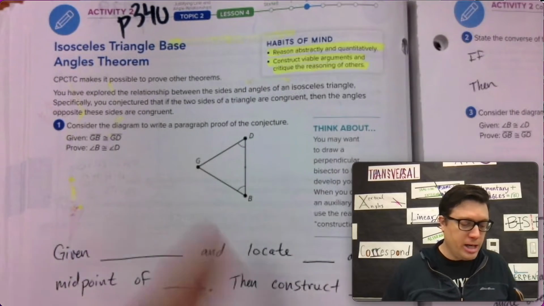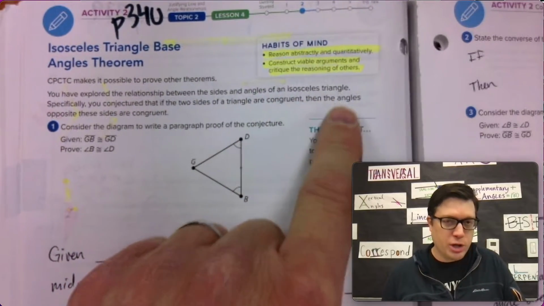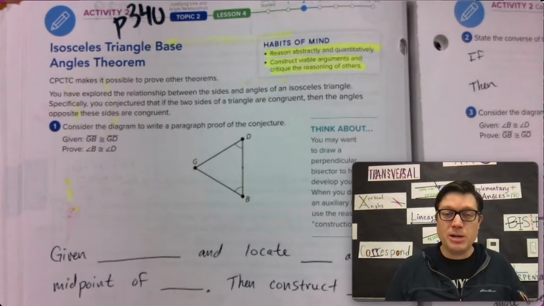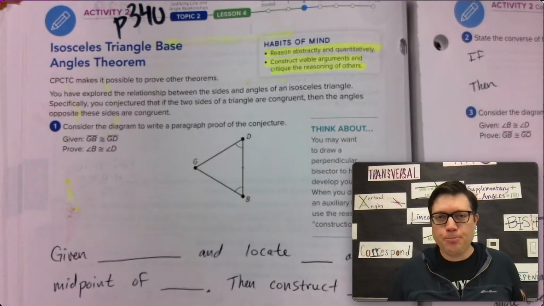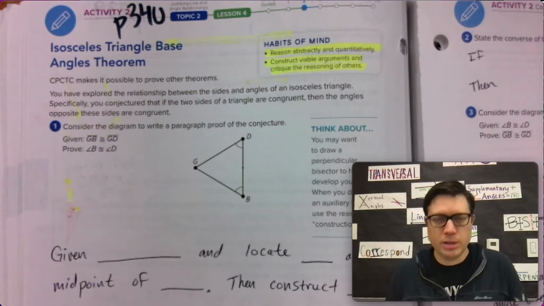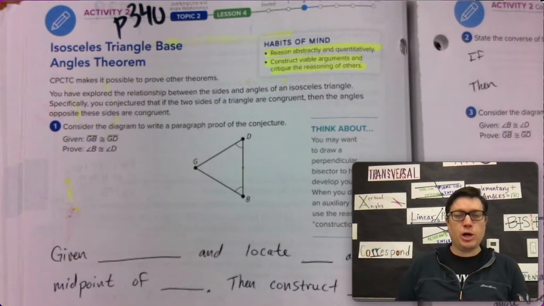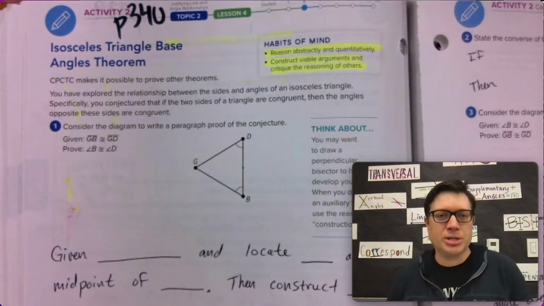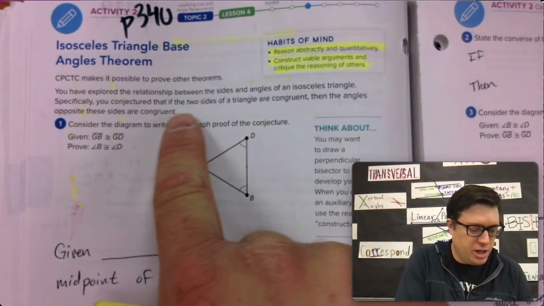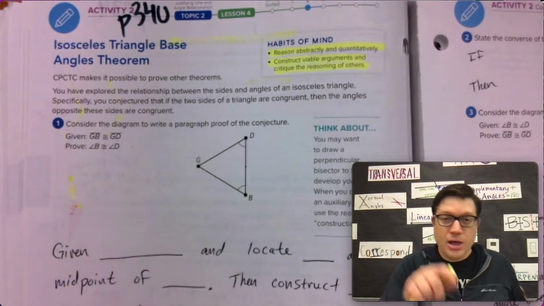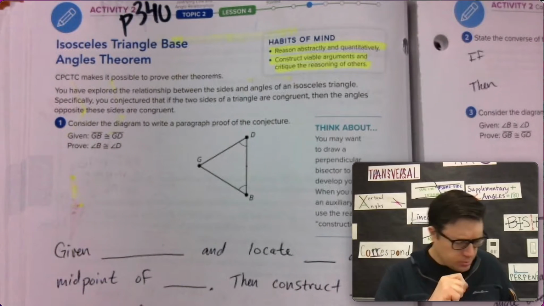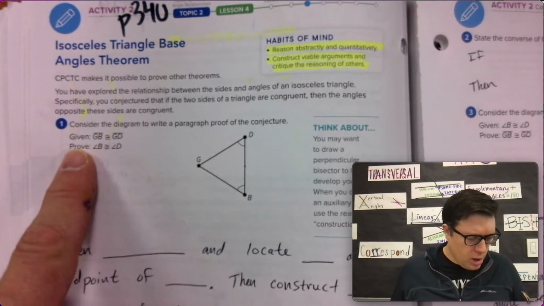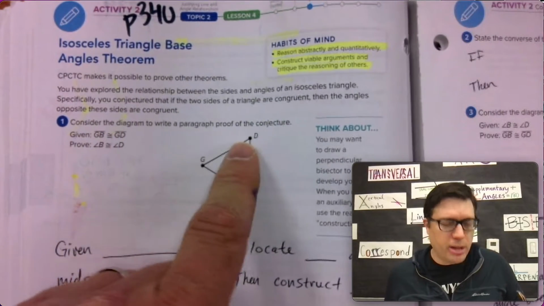You have explored the relationship between the sides and angles of an isosceles triangle. An isosceles triangle really does mean that two sides of that triangle are the same, not the third. You can't have one by itself congruent to itself. Specifically, you conjecture that if two sides of a triangle are congruent, then the angles opposite these sides are congruent. So like in our picture, we're going to consider the diagram to write a paragraph proof.